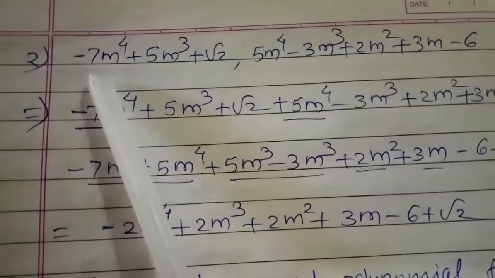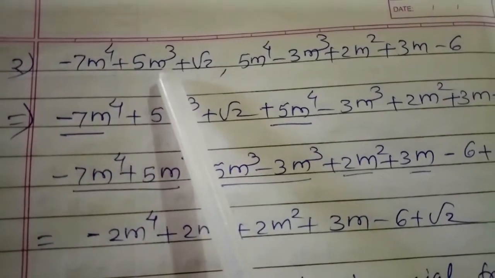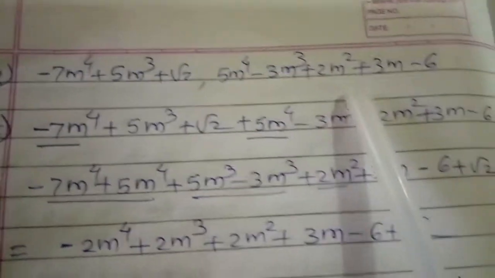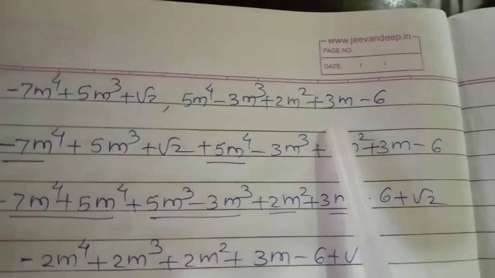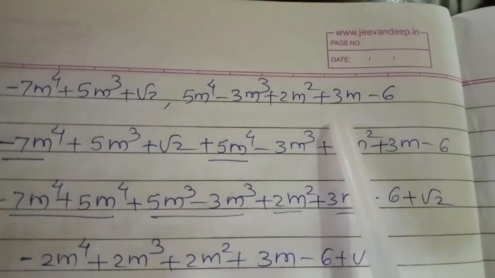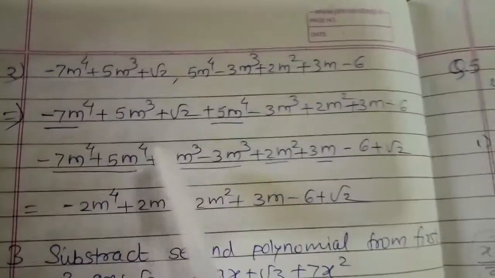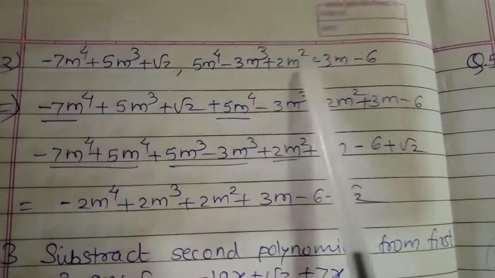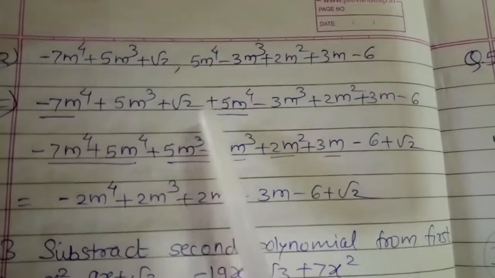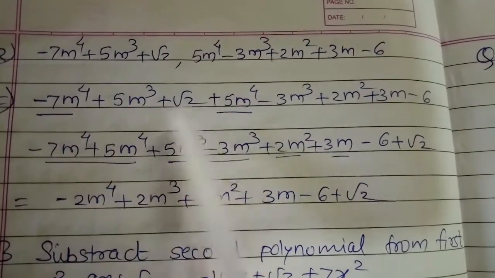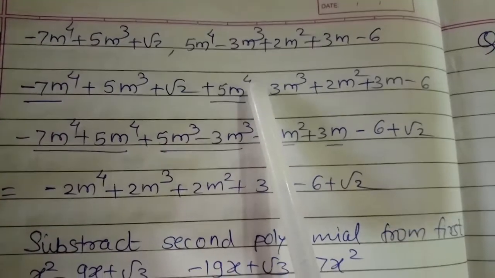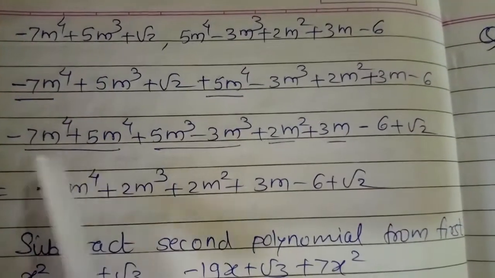Now the next example: minus 7m raised to 4 plus 5m cube plus root 2, and the second polynomial is 5m square minus 3m cube plus 2m square plus 3m minus 6. So you have to take the addition. I am going to choose the horizontal method. So I am taking the addition of these two, putting the plus sign here. Now you write the similar terms nearer to each other.